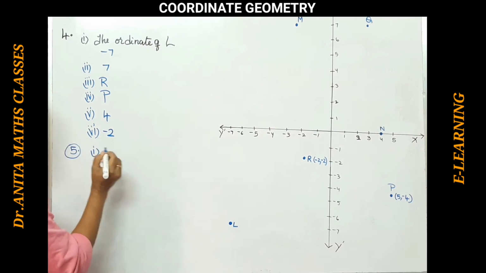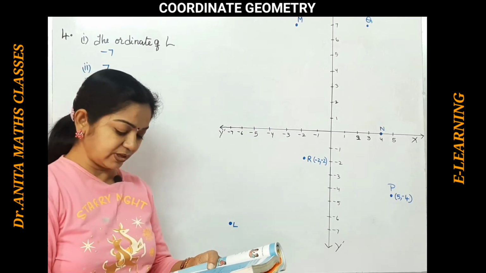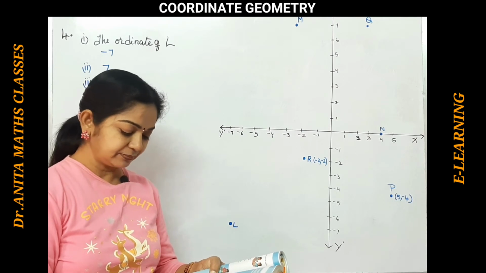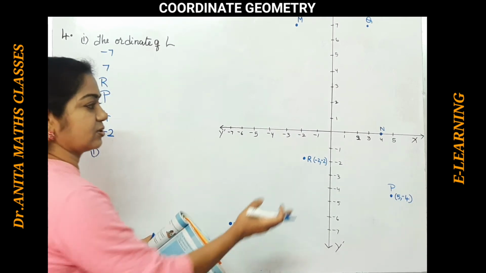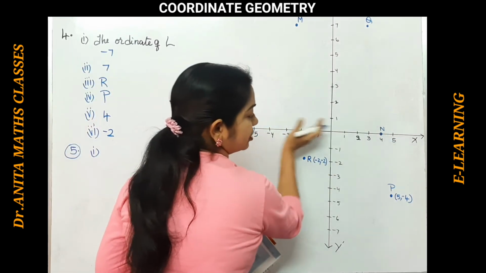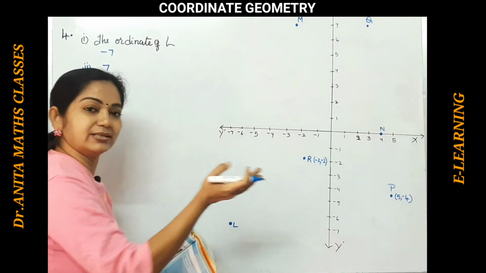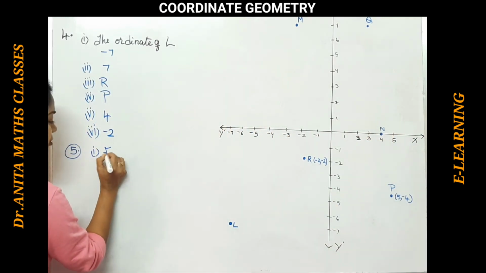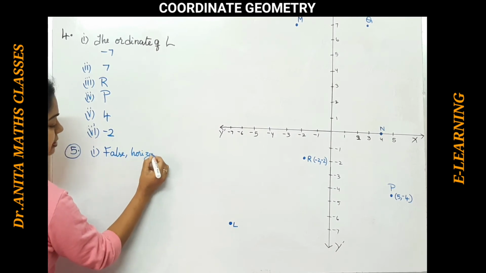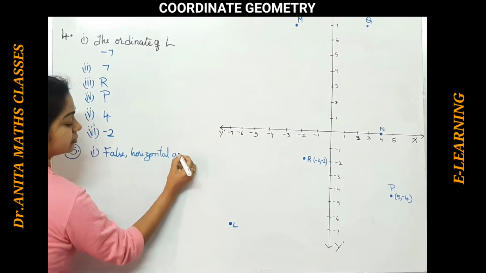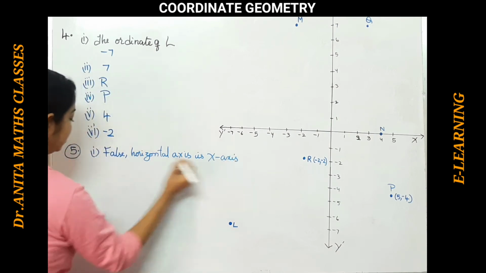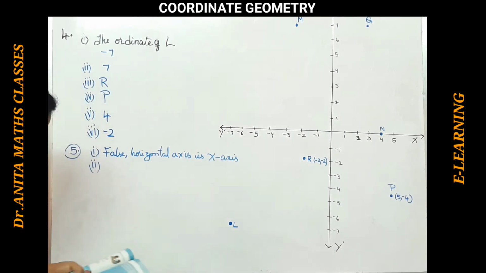I'll read out for you. State whether true or false if correct statement. If false, write the correct statement. In the Cartesian plane, the horizontal axis is called as the y-axis. No, the horizontal axis is not called y, but it is called as the x-axis. So it is false. So we have to write the correct statement. Horizontal axis is x-axis, not the y.